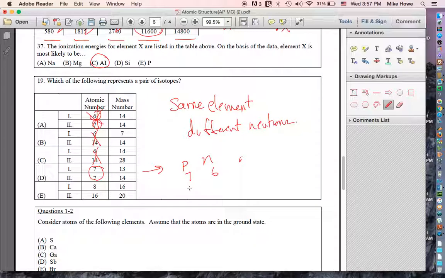The second one would have 7 protons, and Cameron, how many neutrons would it have? 14. 14 is the protons and neutrons, so you'd have to take away the protons, so it would be what? 7. Yeah. Okay, so what makes them isotopes is that they have different numbers of neutrons, but they're the same number of protons. So they're the same element. They just got a different mass because their neutrons are different. So the answer is D.